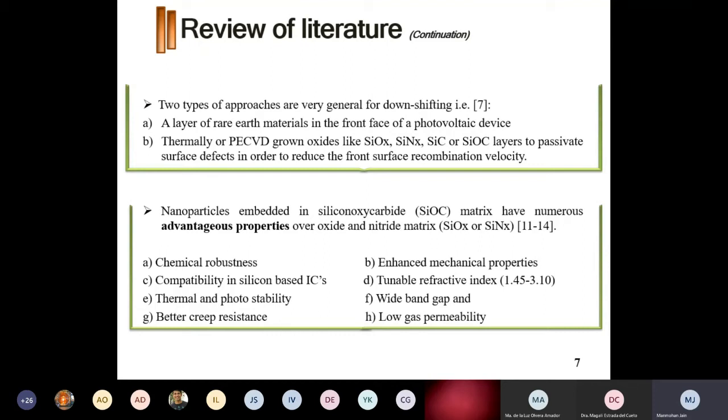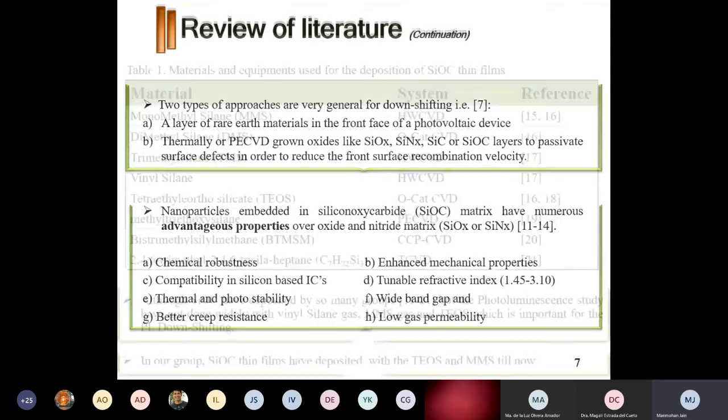Here we are going to use silicon oxycarbide because it has many advantageous properties over oxide and nitride matrices. As we can see, it has good chemical and mechanical properties, and it is also compatible with silicon-based ICs. It has a tunable refractive index, thermal and photo stability, wide band gap, better creep resistance, and low gas permeability.